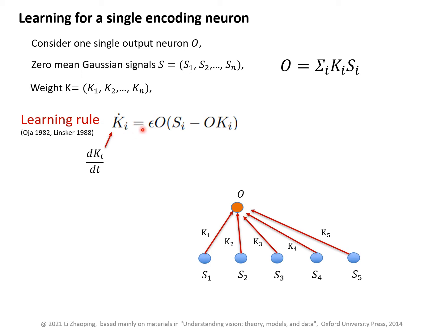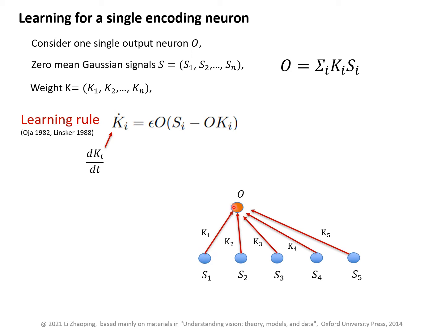This is the derivative of K with respect to time t, and this is the learning rate, epsilon. So if epsilon is small, then the weight changes only slowly. Let's look at an example when i is equal to 1. So this is then K1. According to this rule, its change is determined by the values of O, S1, and K1.